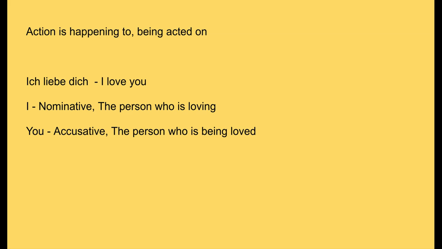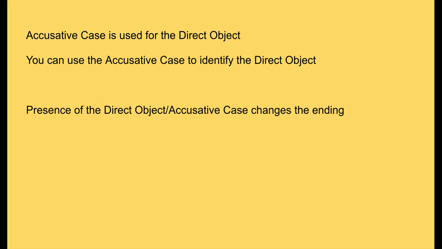The accusative and direct object can be used interchangeably. They're basically synonyms with each other. The direct object is being verbed by the nominative. Once you understand that, the accusative case is used for the direct object. You can use the accusative case to identify the direct object, and you can use the direct object to identify that you're using the accusative case.